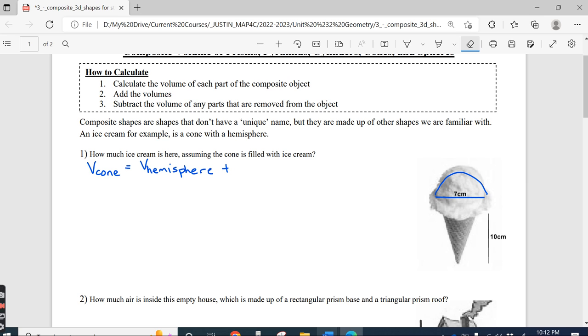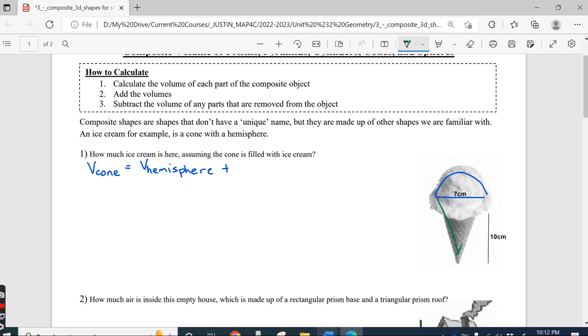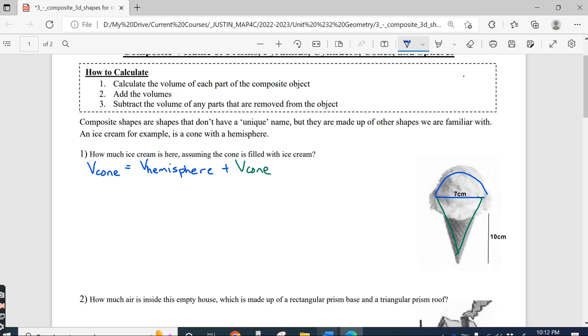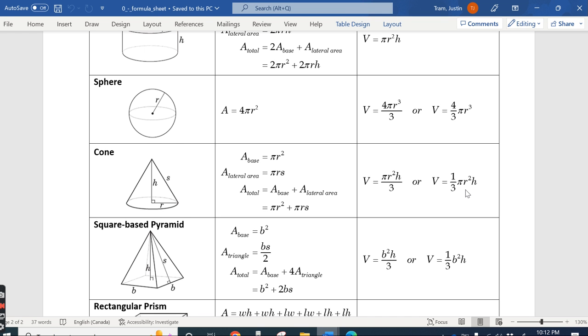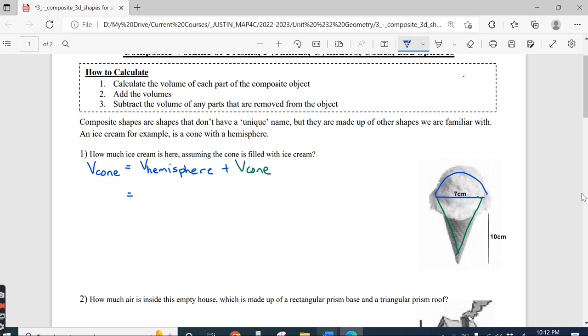Okay. In fact, I'm going to color code this to make it a little bit easier. So here is the cone, and the volume of the cone. So let's start with the hemisphere or half a sphere. So here's a sphere, and now are we looking at surface area or volume? We're looking at volume because we want to know how much ice cream is there, right?